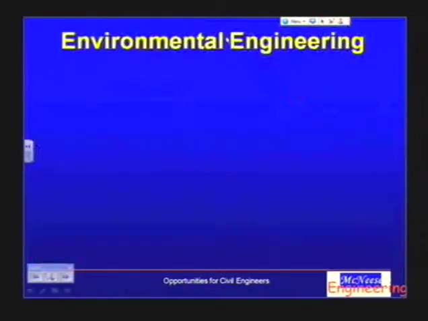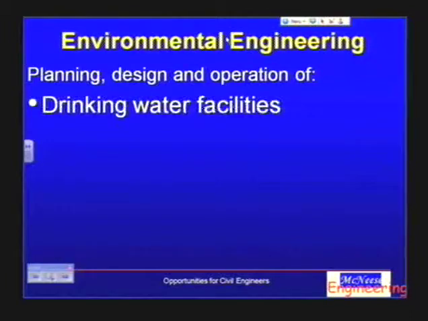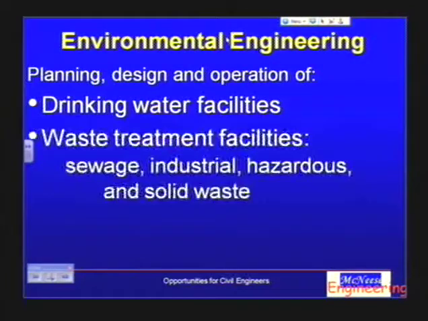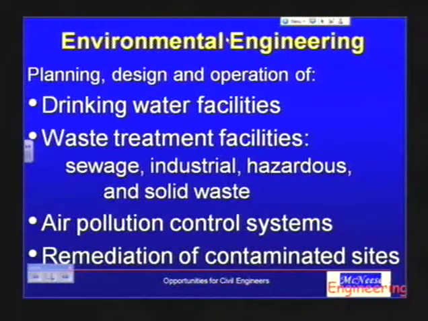Okay? Environmental engineering. Well, what do we do in environmental engineering? Well, this is the planning, design, and operation of drinking water facilities, waste treatment facilities, which can include sewage, industrial, hazardous, and solid waste. So a whole bunch of waste that we need to treat in one way or the other. It can also deal with air pollution control systems and the remediation of contaminated sites. So a whole big area that environmental engineers deal with.